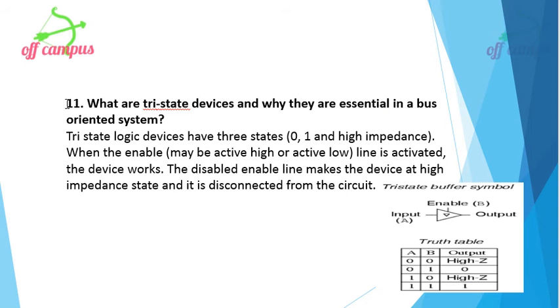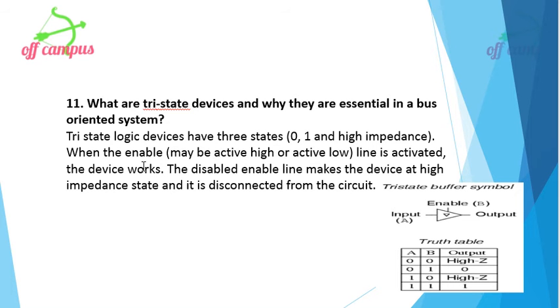Okay, 11. What are tri-state devices and why they are essential in a bus oriented system? Actually, what is a tri-state logic device? Tri-state logic devices have 3 states: logic 0, logic 1 and high impedance state. Okay, we know what is logic 0 and 1. Then what is high impedance state?